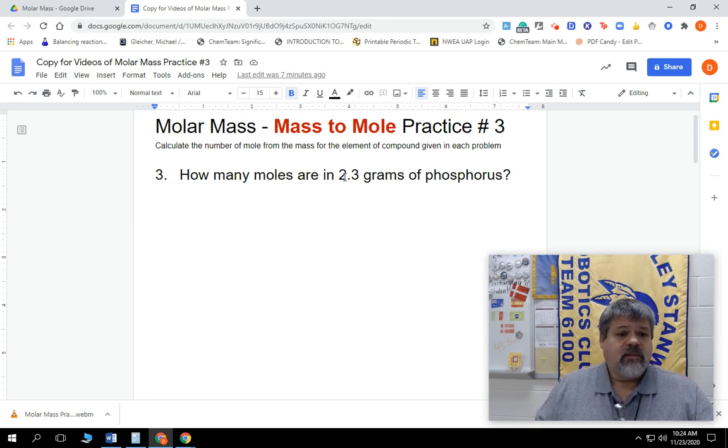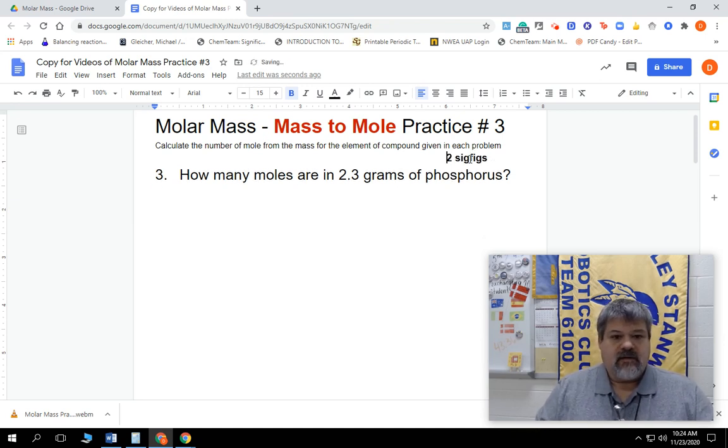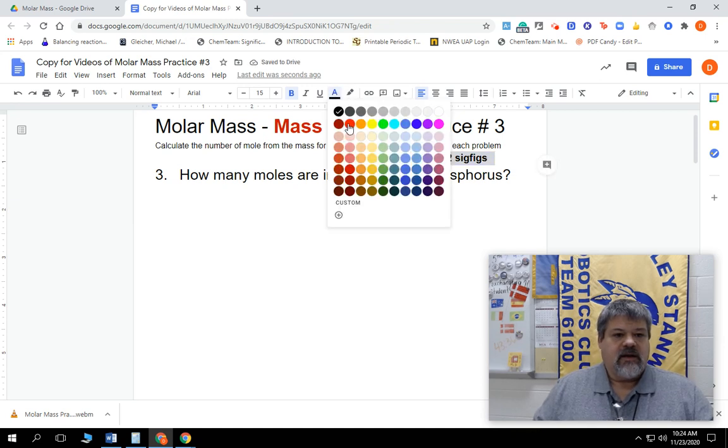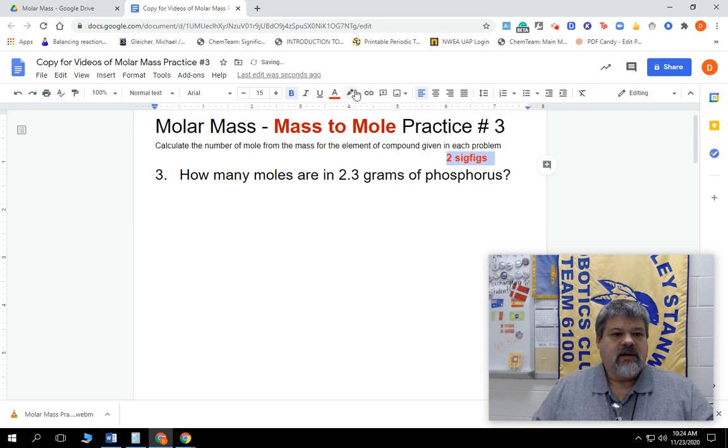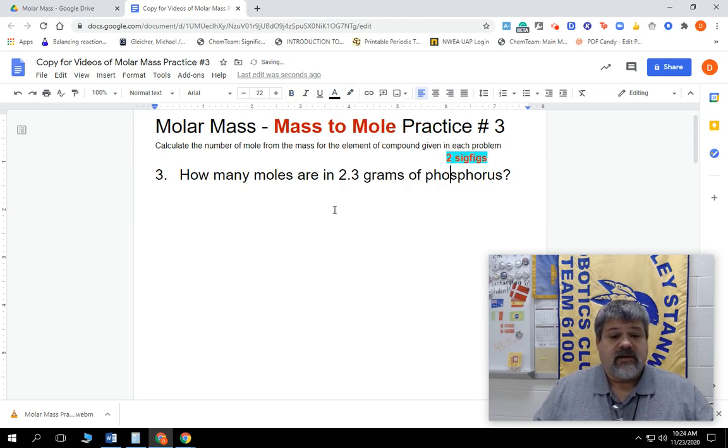Well, I have two numbers right here in this 2.3 grams, so we need to be in two sig figs. Okay. So we're going to go ahead and put that in there. Again, I like to make sure that that is in a different color, nice and bright so we can see it. Sometimes we could even highlight it. We know that we need two significant figures.